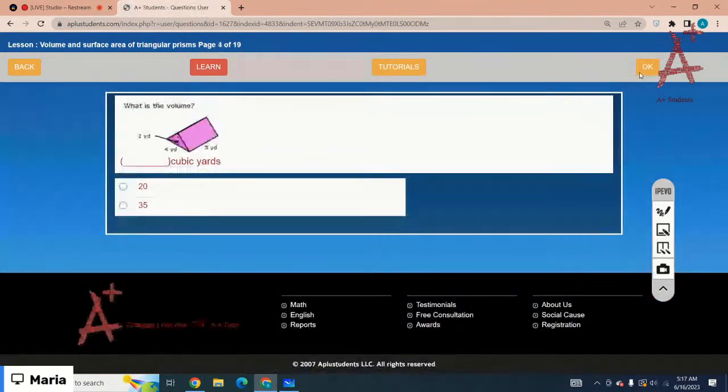Okay, what is the volume? So which is the correct option? 5 times 4 is 20, and 20 times 2 is 40. So it would be 40 divided by 2 is 20 cubic yards.